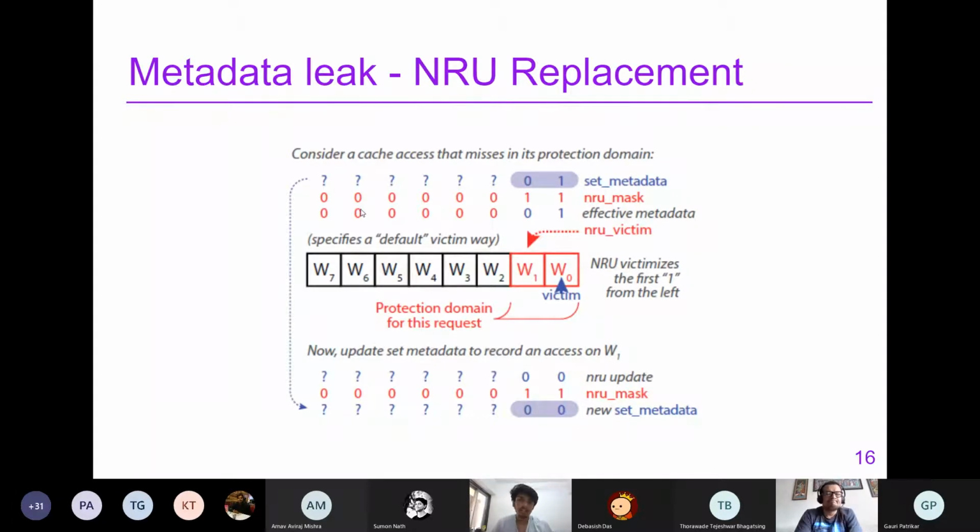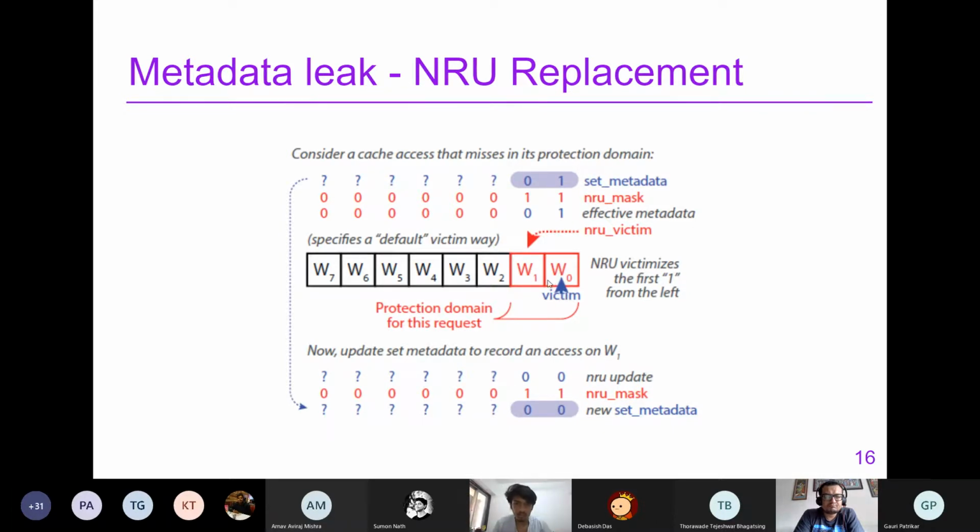What the NRU replacement policy basically does is that whenever we get a hit in any way, it sets it to 0, right? And whenever we get a miss, we start checking from the left hand side, and the first one that we get is the one which we victimize. So, for example, look at only the first line, and say that W1 and W0 belong to one thread, and the other ones belong to another thread.